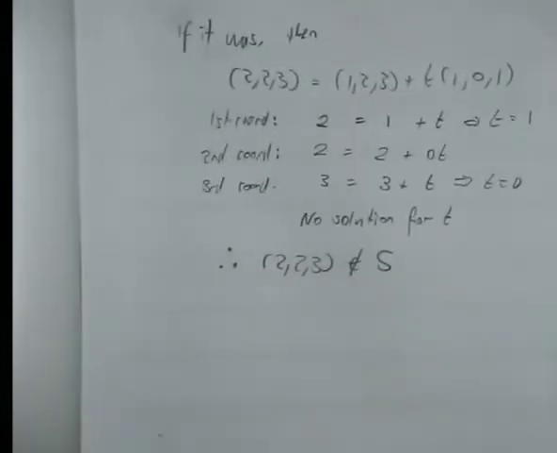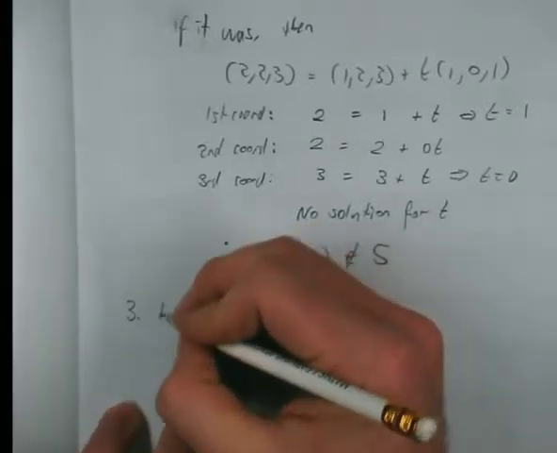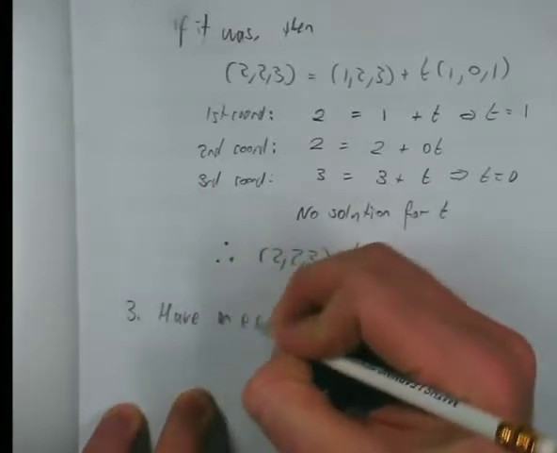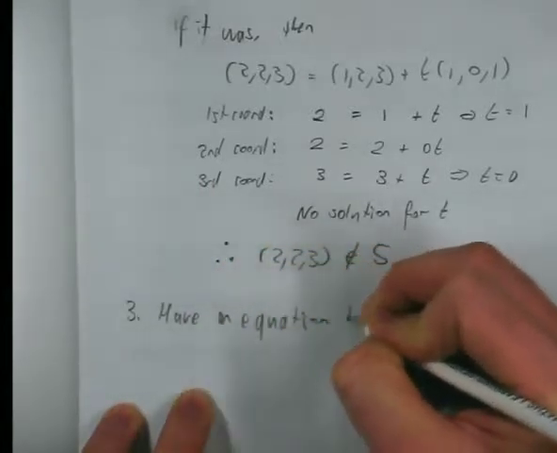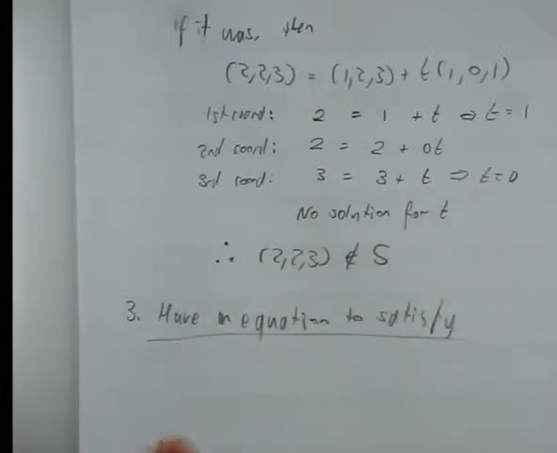My third way of making sets, this will all relate to subspaces extremely well soon, so I just need to say it first. My third way of making sets is to have a formula, an equation, or some sort of rule, an equation that you have to sub things into in order to tell. Have an equation to satisfy.